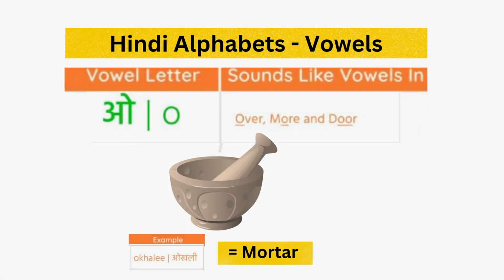The tenth vowel in the Hindi alphabet is O. It is similar to how you pronounce vowels in words like over, more, and door. The Hindi word okhli, which means mortar, starts with the letter O.